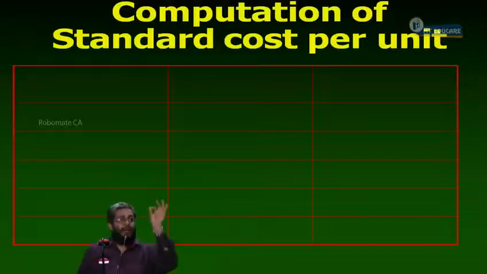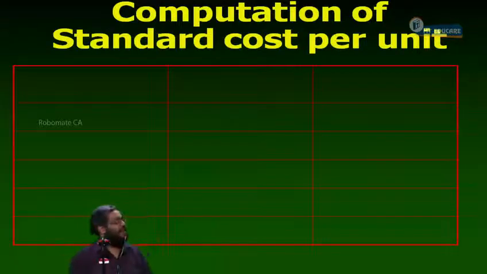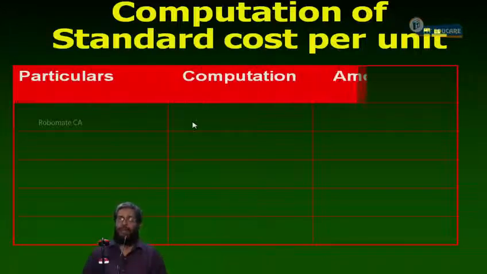See, at the time of preparing the budget, for every unit produced, I fix a target cost. I fix a target cost of producing each and every unit, and that we call the standard cost per unit. Do I get this number from actuals or budget? Budget. Okay. Tell me one by one.